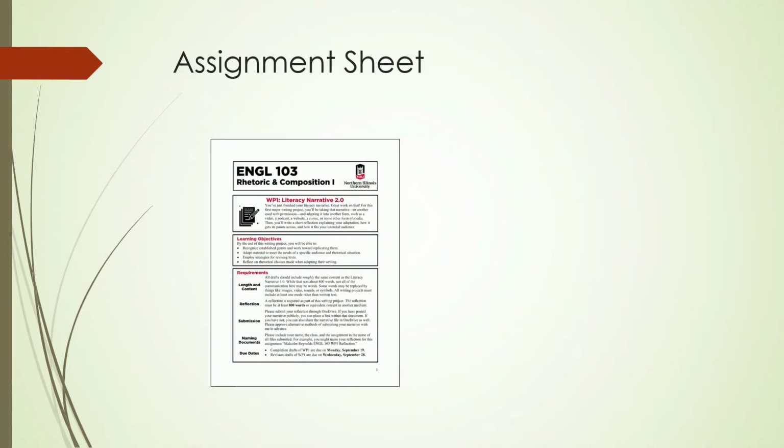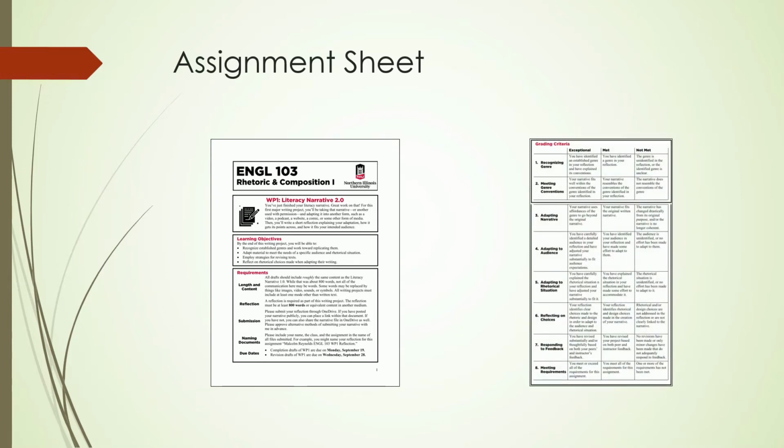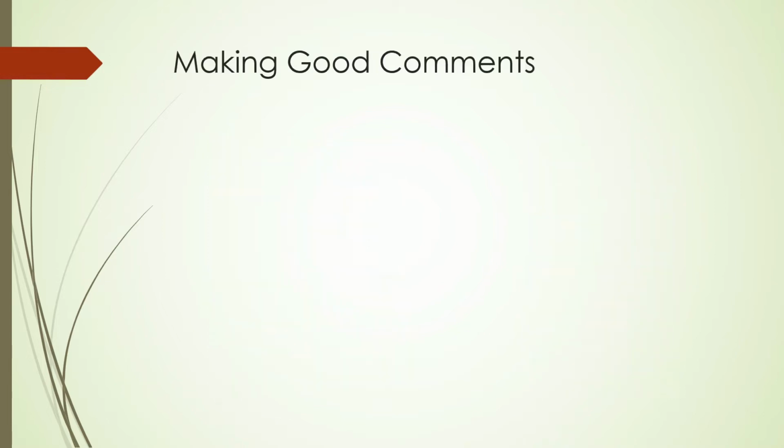A good place to start for peer revision is with the assignment sheet. So before you do anything else, I suggest you go back and reread our assignment sheet. In particular, I'd like you to pay special attention to the grading criteria. These are what we'll grade the revision drafts on, so these are a really important part of the revision process.